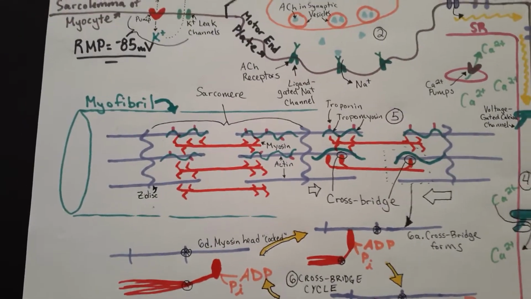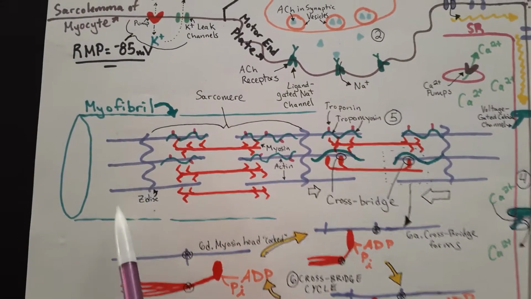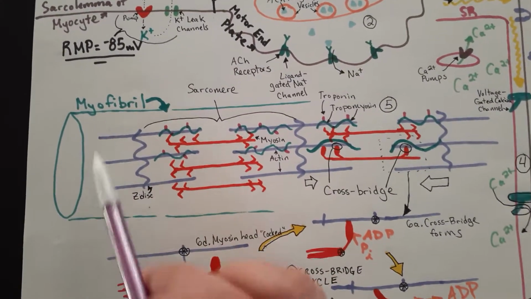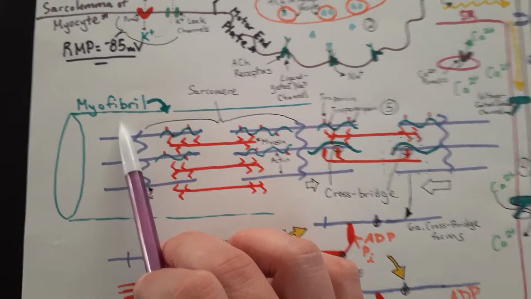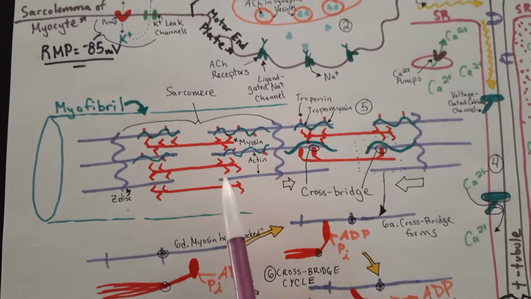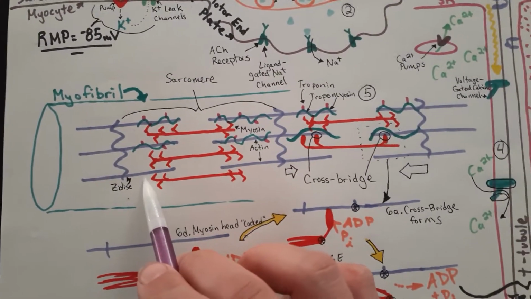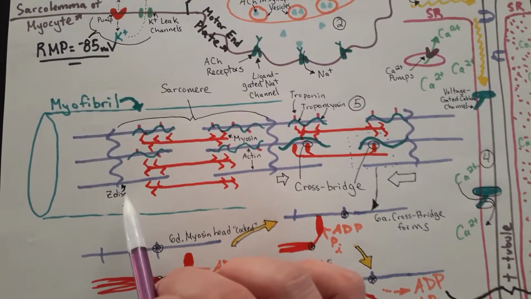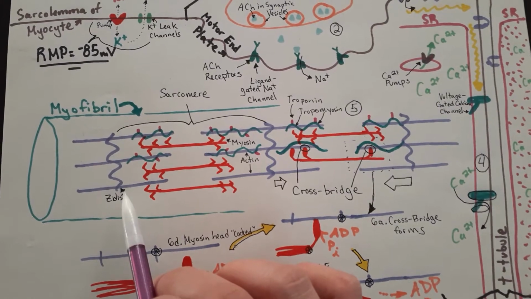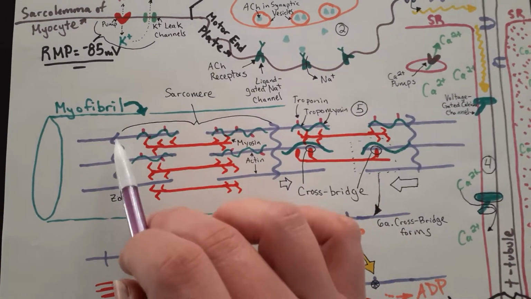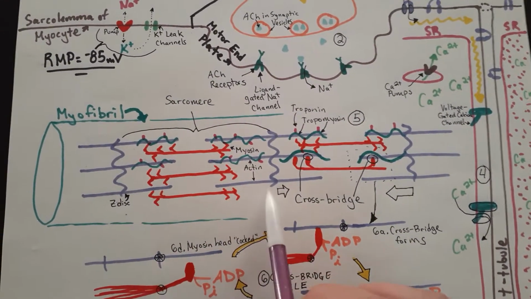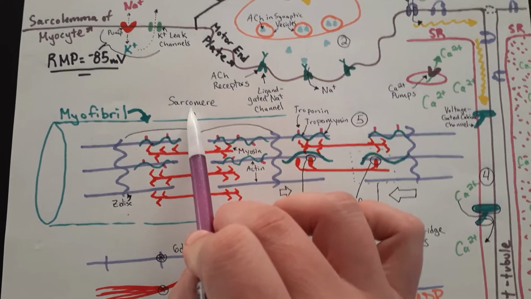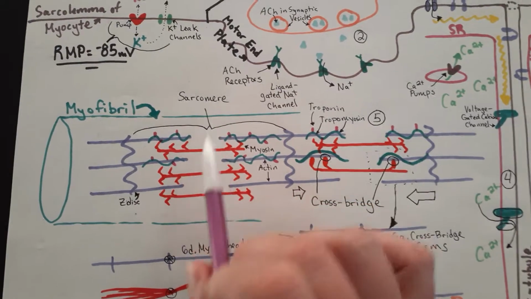Other features of the sarcoplasm. Remember that most of the sarcoplasm is filled with cylinders. These cylinders are called myofibrils, and within them are overlapping myofilaments. The bluish purple here is actin. Remember that actin proteins are connected to one another by Z discs, and so from Z disc to Z disc, this is called a sarcomere, and it is the contractile unit of the muscle cell.